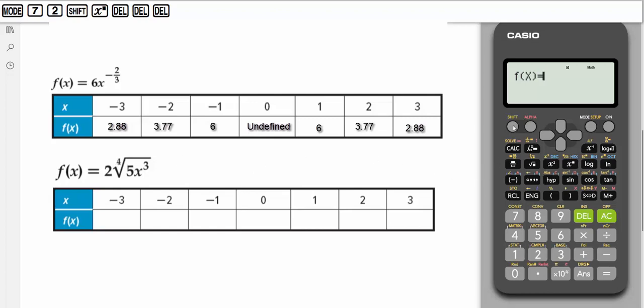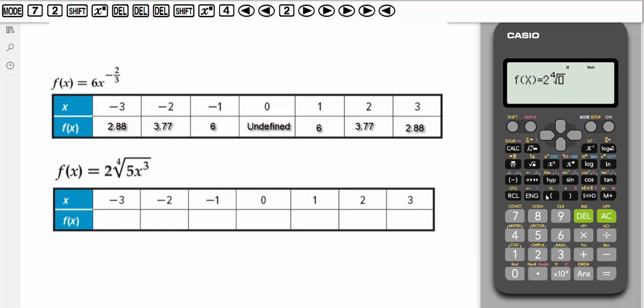This time we need to enter this function, which contains the 4th root, meaning the index is 4. So clicking on Shift, Power, you can enter now the index that you need, which is 4. You can leave the index, write 2, go back under the radical, and type 5 alpha x to the power of 3. Hitting equal and telling the calculator you're starting from -3, ending at 3, and each step is 1.